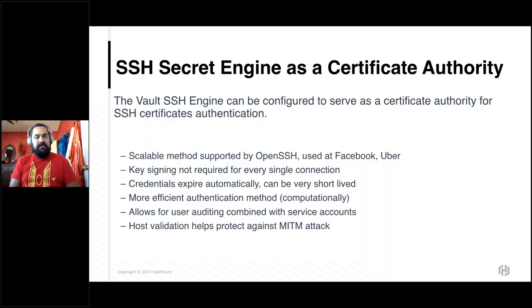They're very informative. Key signing is not required for every single connection, which is actually very nice. Once you're signed by an allowed CA, you're allowed to get access to those systems. And credentials expire automatically. We'll show these with a small expiration time, but you can use very, very short-lived TTLs, down to a minute or less if you wanted to, though that's not necessarily helpful. Vault also has a way of doing one-time style passwords, and I encourage you to check the documentation on that as well. It allows for very rich user auditing, and of course, it helps to protect against man-in-the-middle attacks, and we'll talk a little bit about a way to prevent that as well.